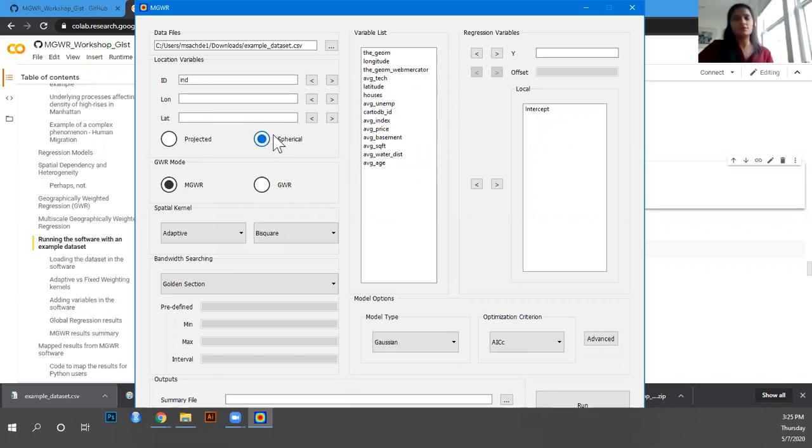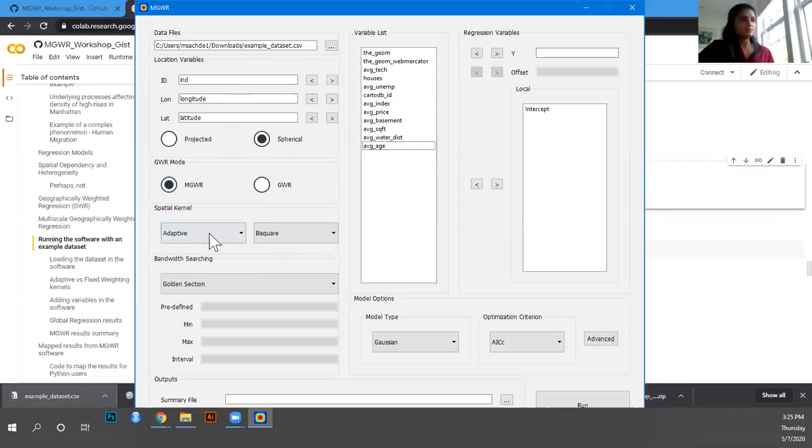So I would change that to spherical, and I would put longitude here and latitude here. You basically select the variable and click the arrow. If I want to remove it, I can just use the other arrow and it gets removed. So it's fairly intuitive. You fill in these fields here. We want to run the MGWR model.